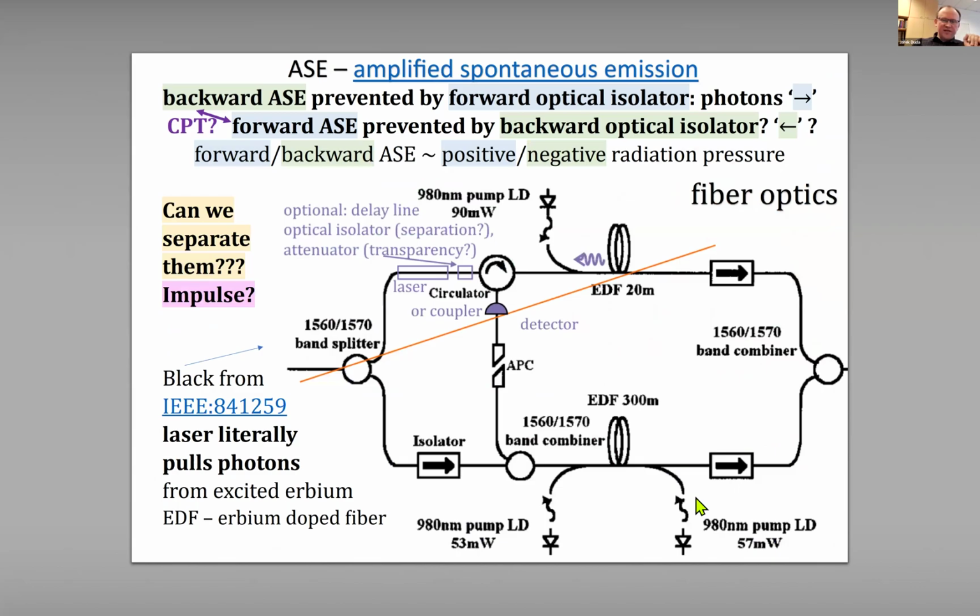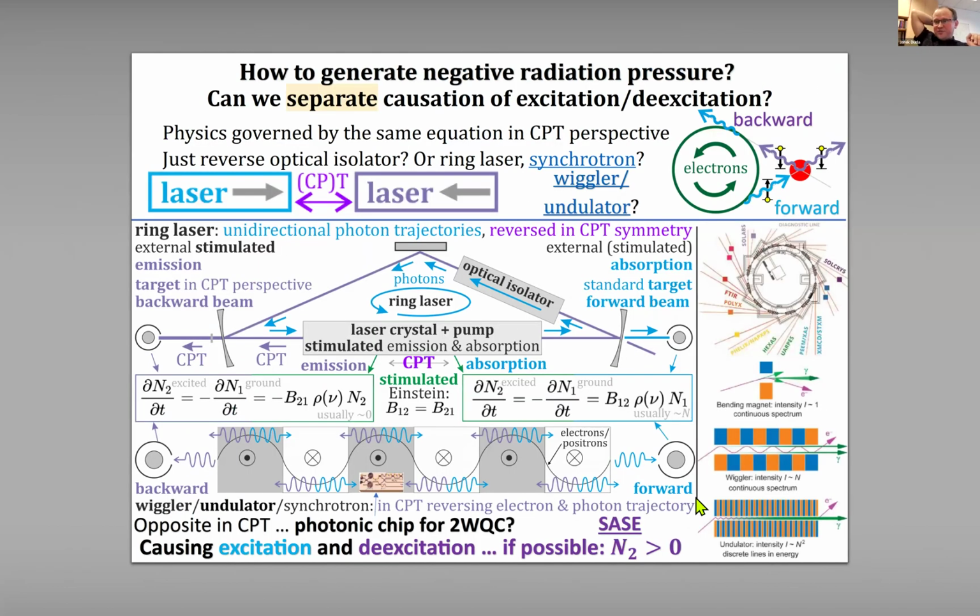Okay, so we have tried some basic approaches, but they didn't work, so maybe let me skip them. So how to achieve this negative radiation pressure? As mentioned, the safest approach, if CPT is right, and I don't know how it could not work, is with a synchrotron. Maybe laser plus optical isolator, but maybe not.